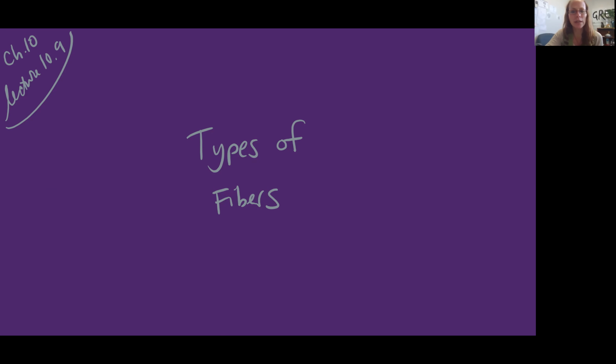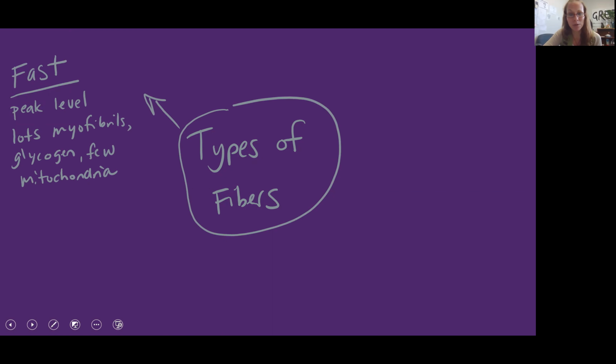So let's get started. First, let's talk about fast fibers. Fast fibers are modified to work best at peak level of activity. So their characteristics let them do that glycolysis and build tension fast, but they're going to fatigue fast too. So fast muscle fibers have a lot of myofibrils, so that's going to allow them to build that tension really quick. They have a lot of glycogen because remember they're limited to everything they can store. But because they're doing primarily glycolysis, they have very few mitochondria.